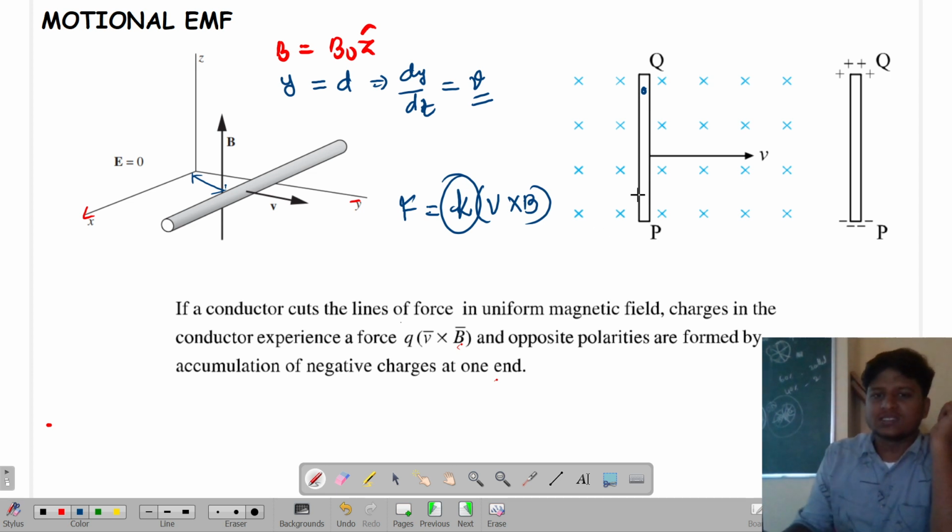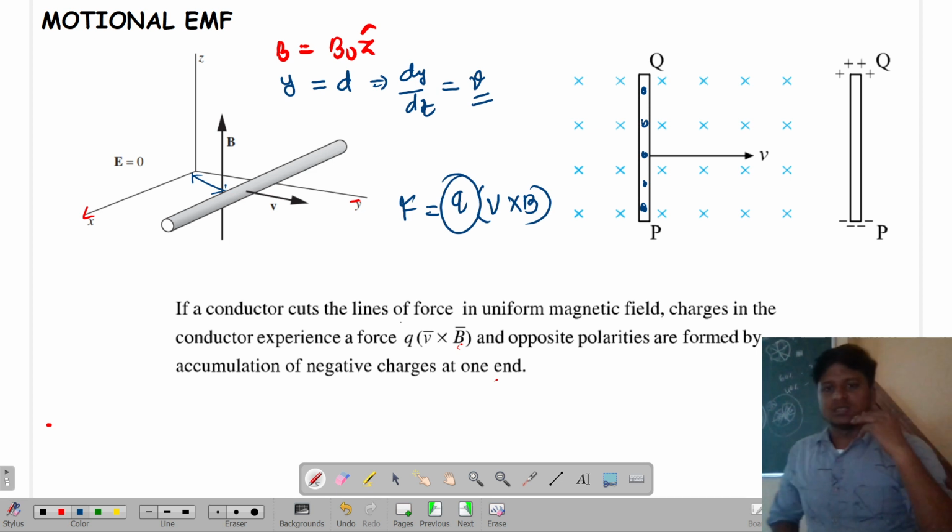Upwards. So all the charges over here are going to feel some kind of force due to the magnetic field, and this constant is replaced by some kind of charge over here, which we have studied in magnetism, which is equal to QV cross B. Right or not? Is it clear or not?